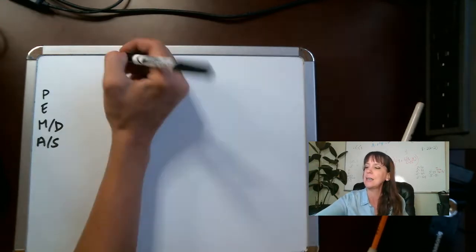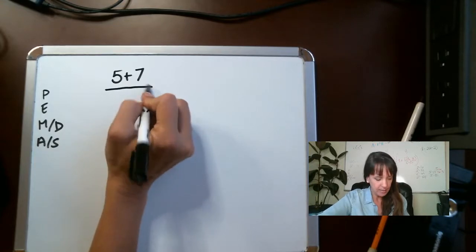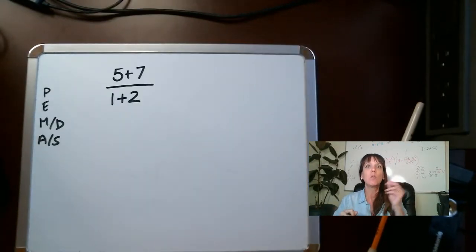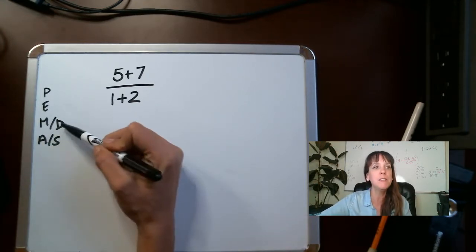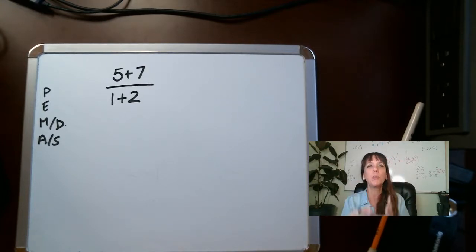Looking at example 3. 5 plus 7 divided by 1 plus 2. Folks, if you're looking at this example, we are going to be doing addition before we do division. So do you see how we're out of order already?